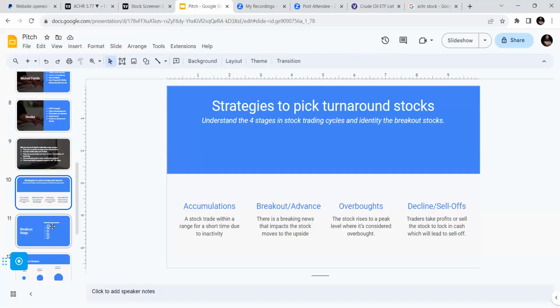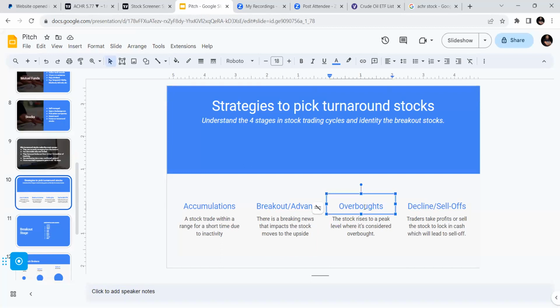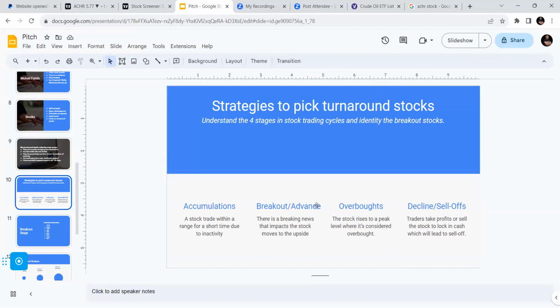So let's pick some of the stocks. Like I told you: accumulation, breakout, overbought, and decline. Where is the best place to buy the stock? Breakout and advance. So if a stock is in accumulation, I don't buy. If a stock is overbought, I don't buy. If a stock is in a decline stage, I don't buy. But if a stock is in breakout or advanced stage, this is where I buy the stock.